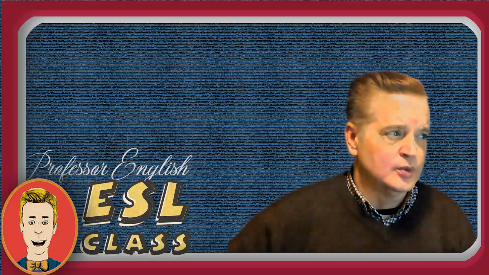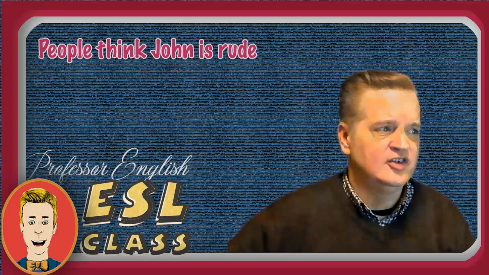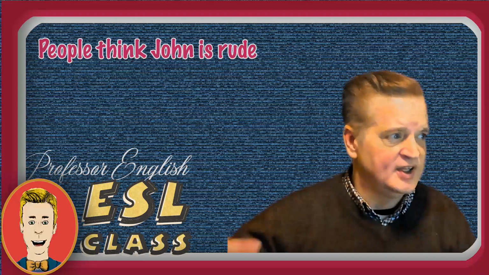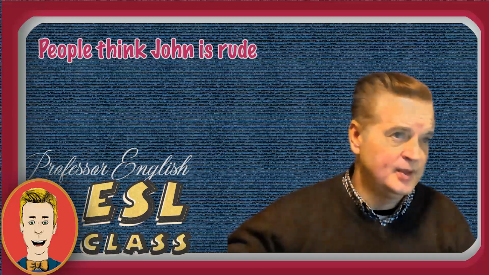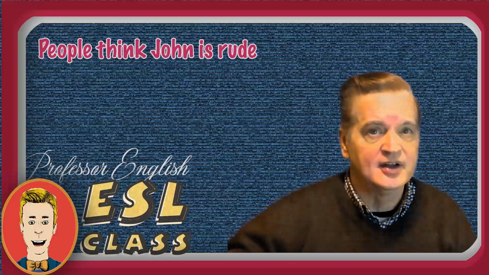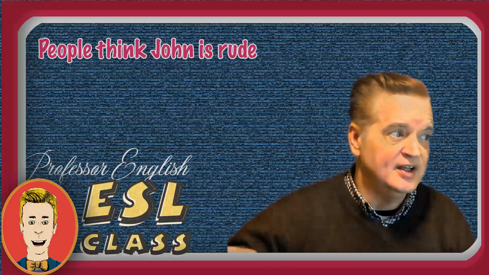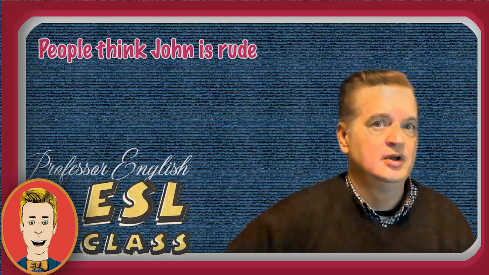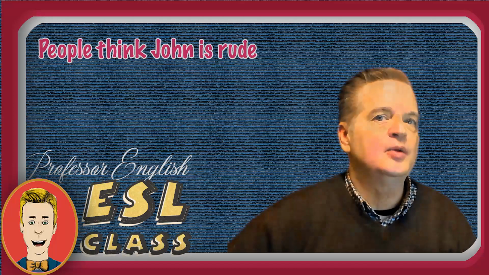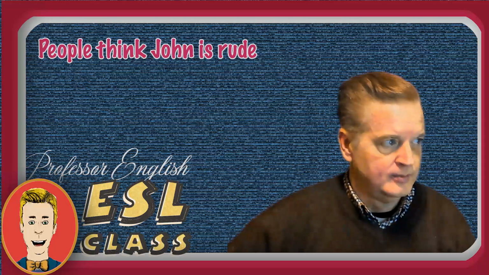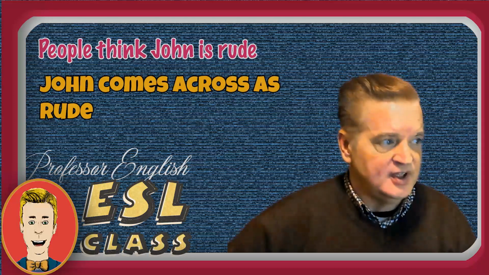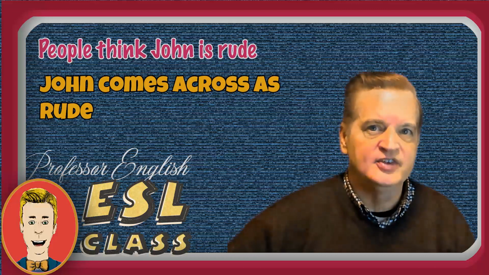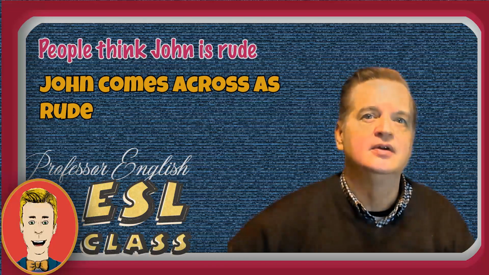People think John is rude. This is what people see when they see John. They see a very rude person. Maybe he's not really, or maybe he is. I don't know. But what people see is that he's rude. That's his image. So we can say John comes across as rude. That's what people see. People see him as a rude person.